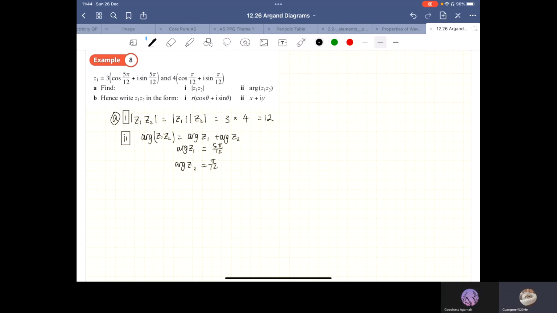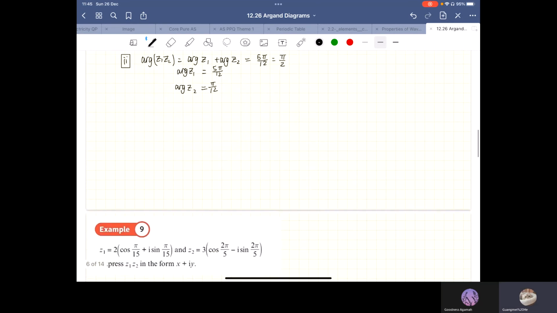So combining them together, 6 pi over 12. Which can be simplified to which fraction? A half. Half what? Pi. Half is correct. Yes, half pi. That's it. Let's move on to part B.